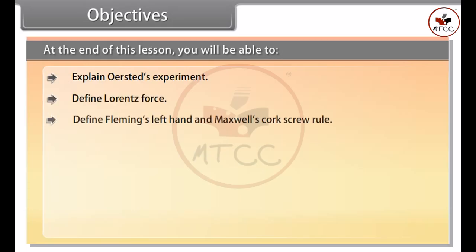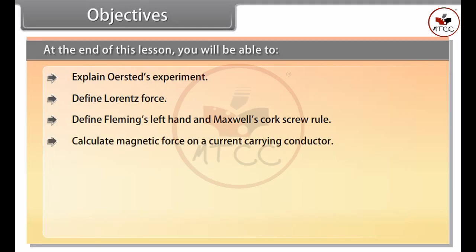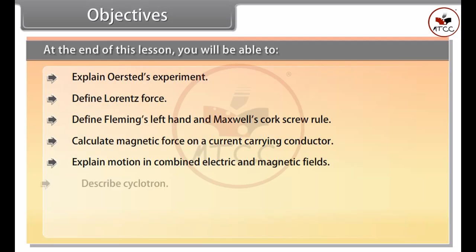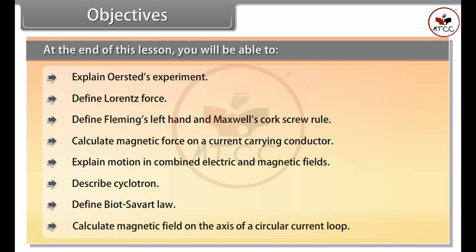Objectives. At the end of this lesson, you will be able to explain Oersted's experiment, define Lorentz force, define Fleming's left hand rule and Maxwell's corkscrew rule, calculate magnetic force on a current-carrying conductor, explain motion in combined electric and magnetic fields, describe cyclotron, define Biot-Savart law, and calculate magnetic field on the axis of a circular current loop.